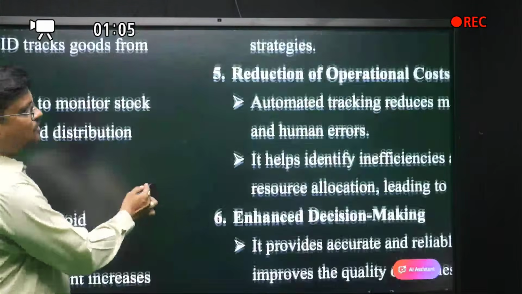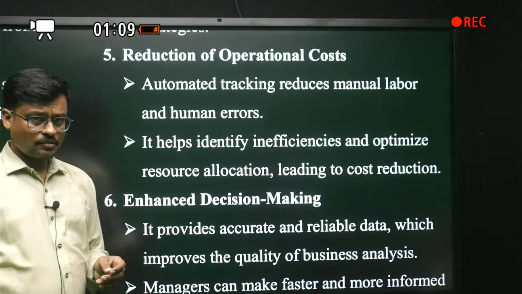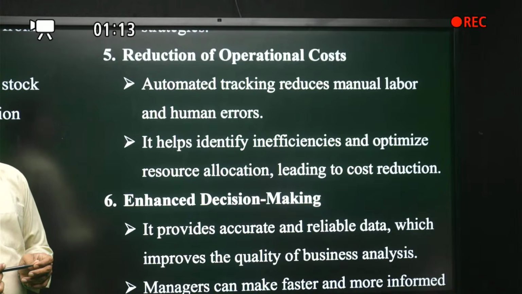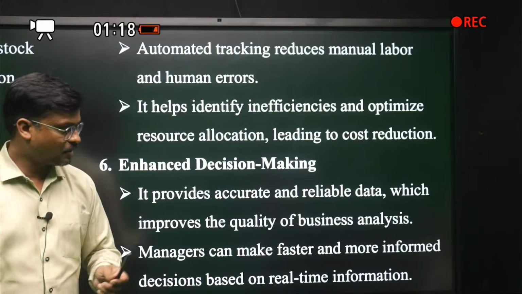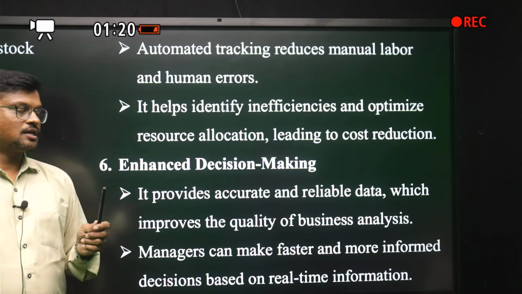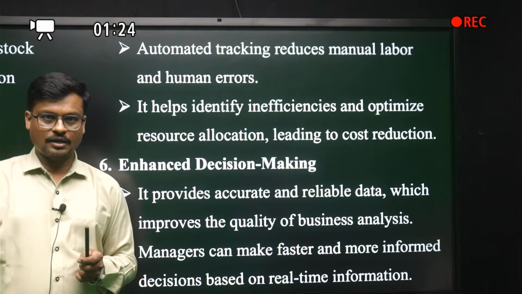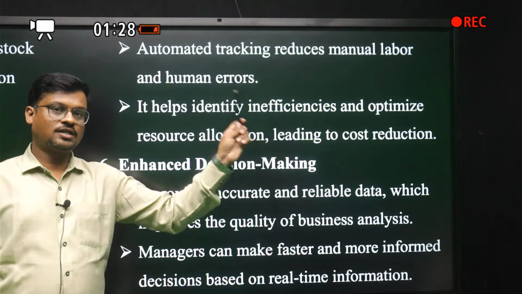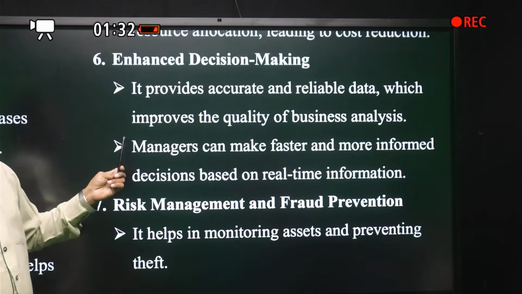After this, the fifth one is reduction of operational cost. Automated tracking always reduces the manual labor and human errors. It helps in identifying inefficiencies to optimize resource allocation, leading to cost reduction. When we reduce the human error and human intervention, automatically you are going to go for the cost reduction.